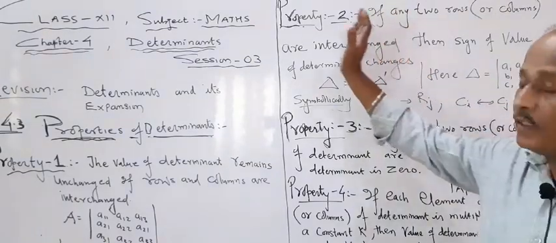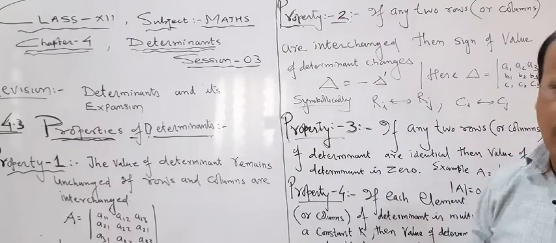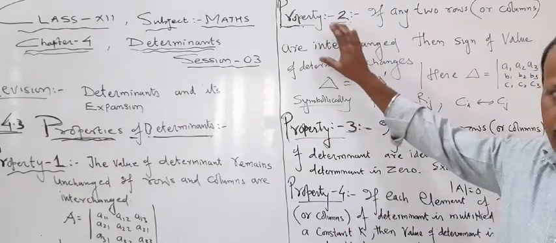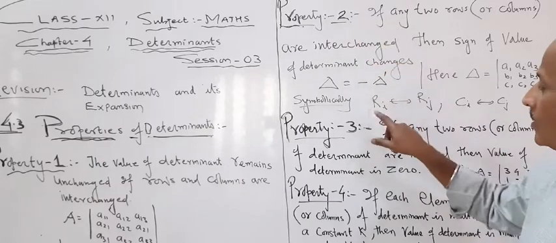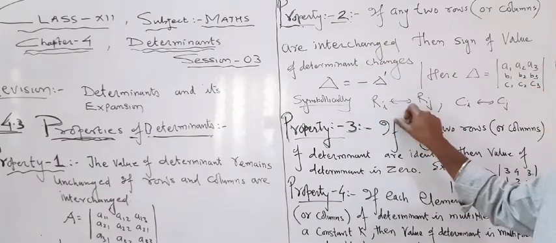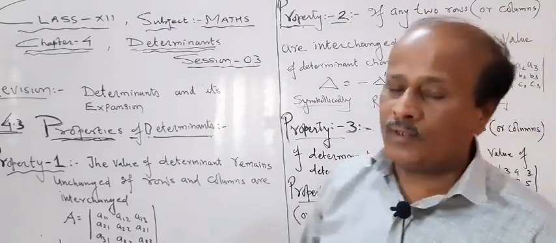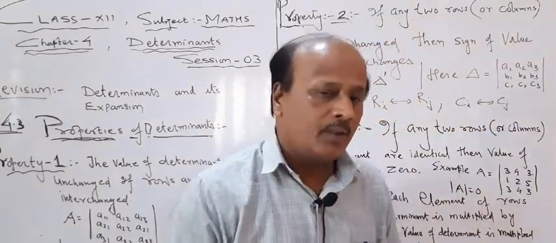No need of writing the complete property during the solution of a question. Rather than writing this complete sentence, you simply write these symbols. It means that property number 2 is... So twice I am repeating now. What is property number 2?